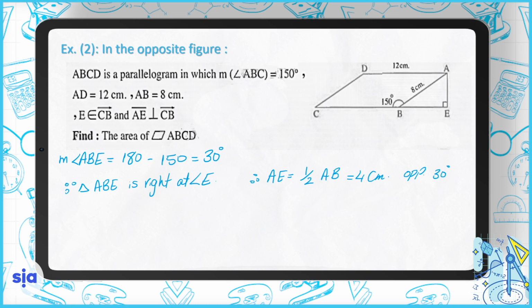So now we can easily find the area of ABCD, which equals the base multiplied by the corresponding height. So the area is 12, which is the base, multiplied by the corresponding height, which is 4. Then it's 48 centimeters squared.